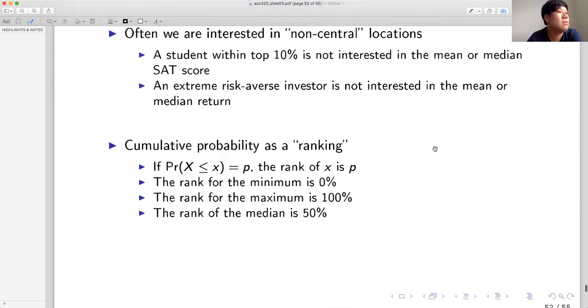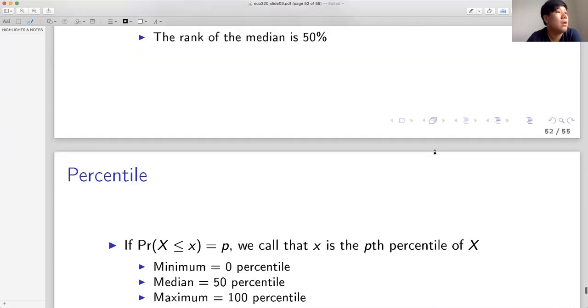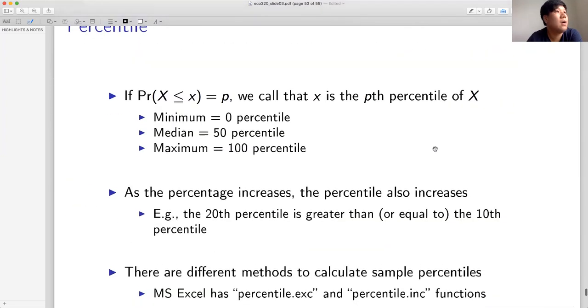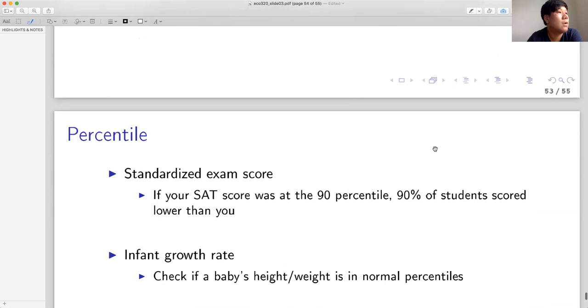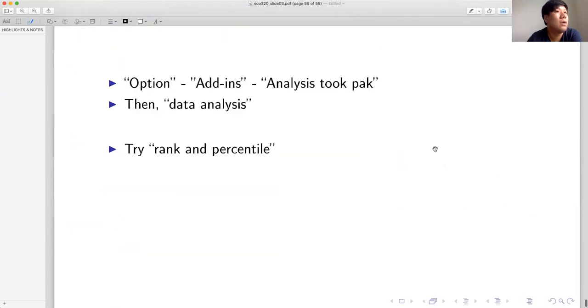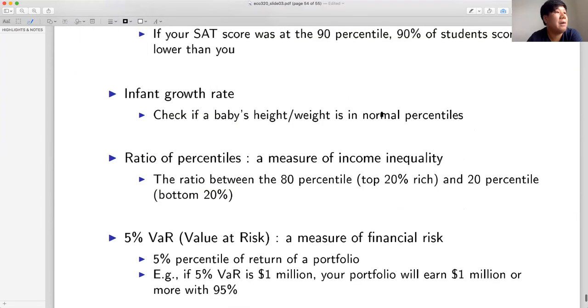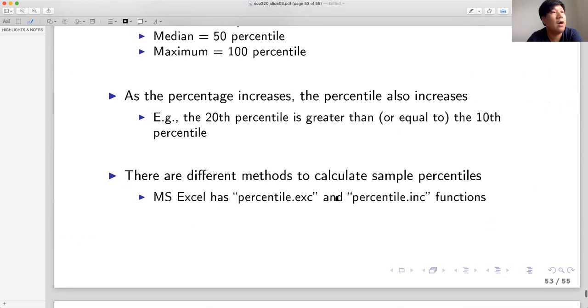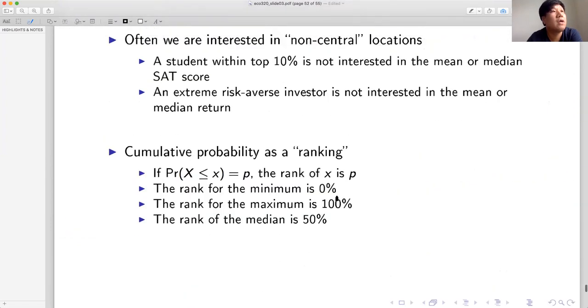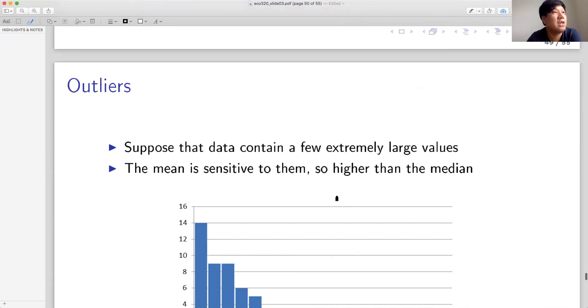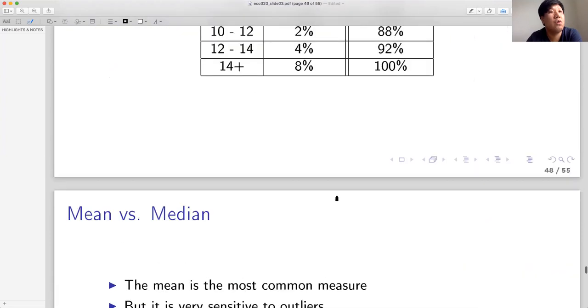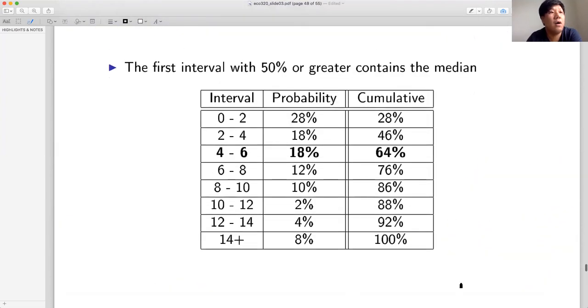Okay, percentile. I will cover this more later when I do some data work, but this will be enough of a topic for you to do the homework. So just try to look it up to this point.